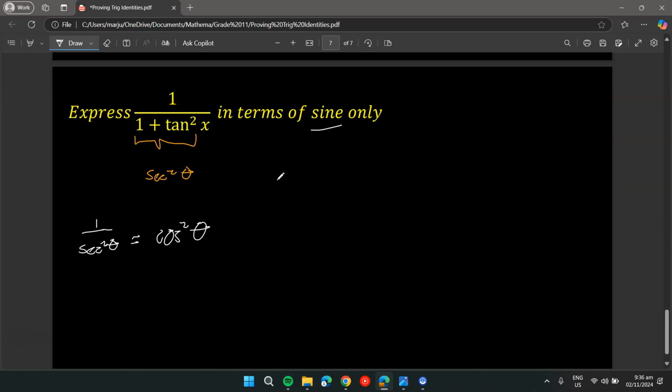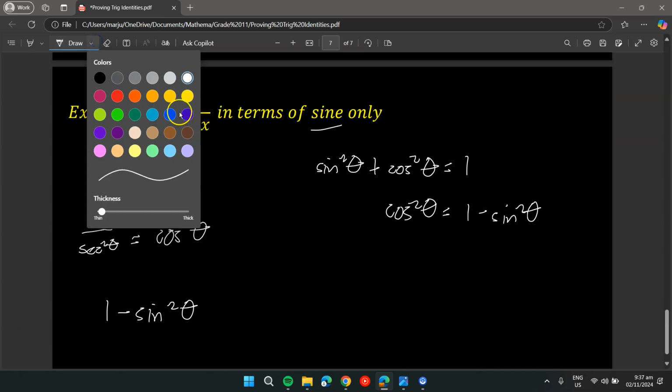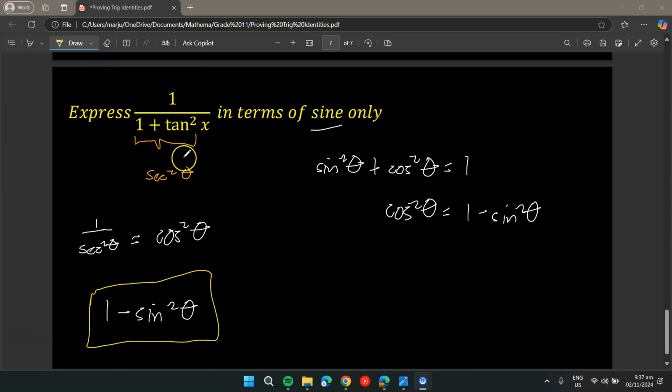Using our Pythagorean identities again, we know that sine squared theta plus cos squared theta is equal to 1. So meaning to say, our cos squared theta is just equal to 1 minus sine squared theta. So again, our answer here will be 1 minus sine squared theta, and this will be my answer. By the way, I forgot that is x, so let me just rewrite that. 1 minus sine squared of x.